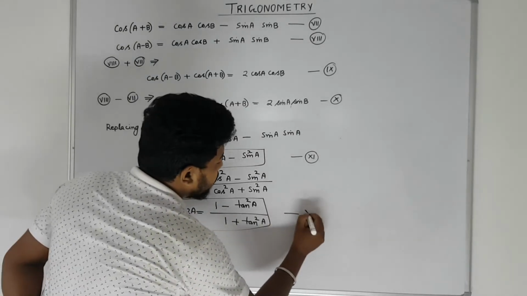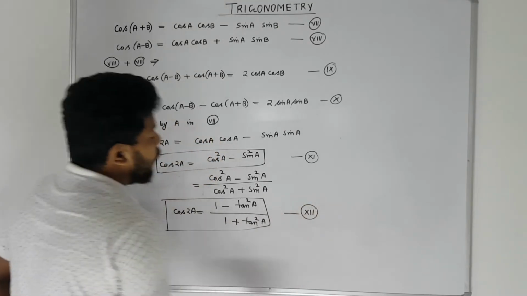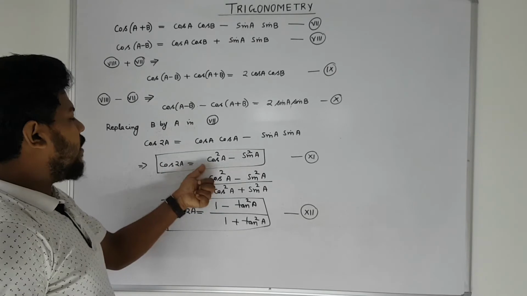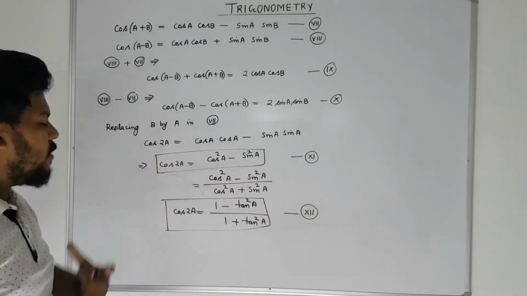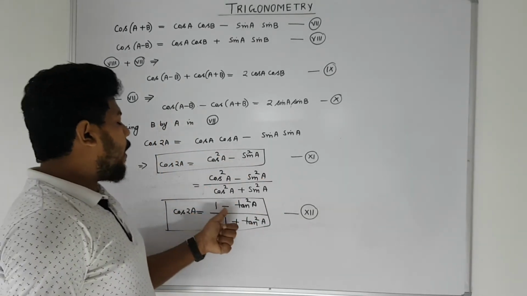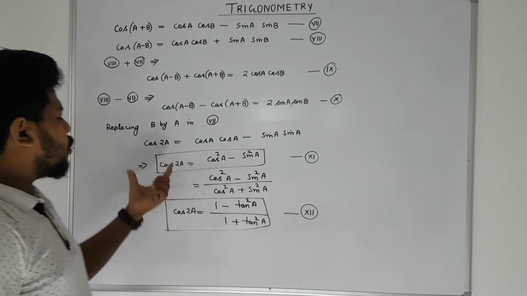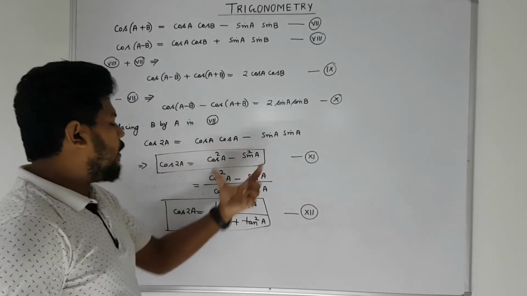This is number 12. So cos twice A is equal to cos square A minus sin square A. In terms of tan, it is equal to 1 minus tan square A by 1 plus tan square A. This is cos twice A in terms of cos, sin and tan.